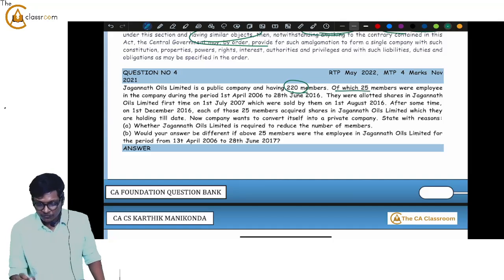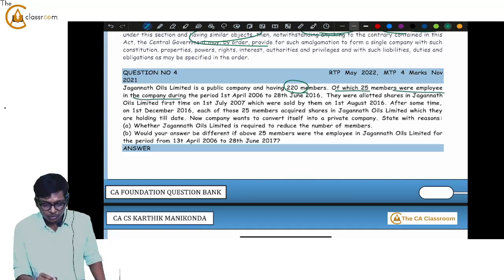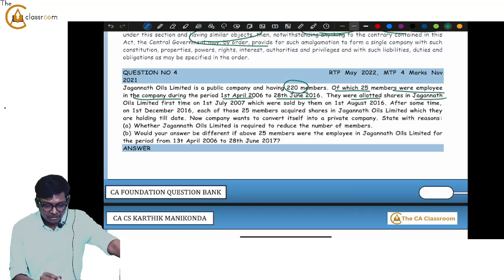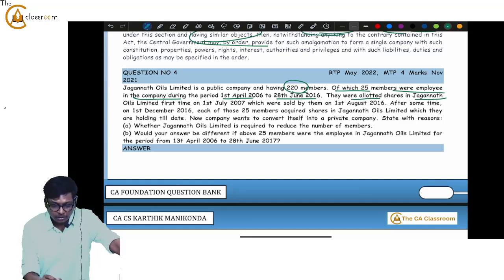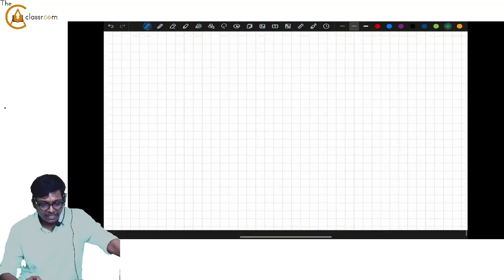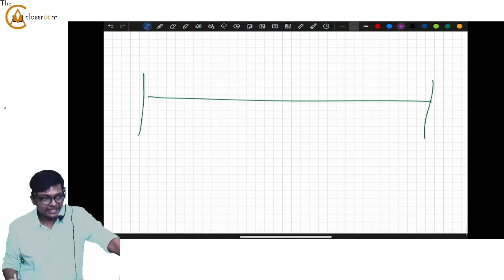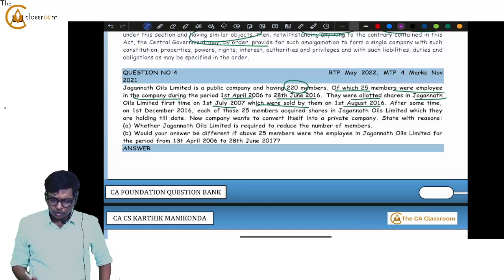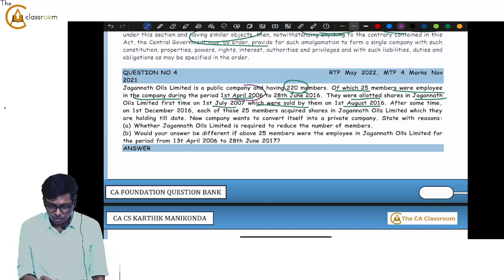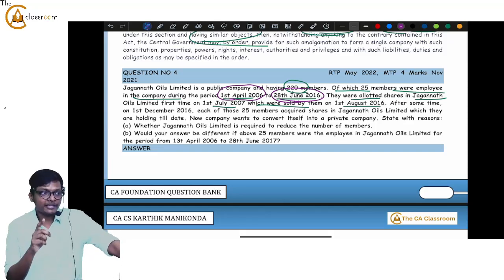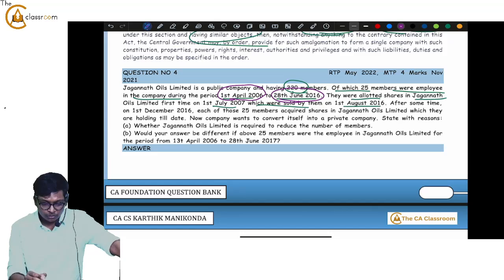Okay. Out of which 25 members were employees in the company during 1st April to 28th June. They were allotted shares in Jagannath Oils Limited on 1st July 2007, which were sold by them on 1st August 2016. Very good question. We definitely have to prepare a timeline. I can decide in mind, but for me to explain, timeline is what helps. So 25 employees were members from 1st April 2006 to 28th June 2016. At the end of the question, I will tell you why employees are excluded.